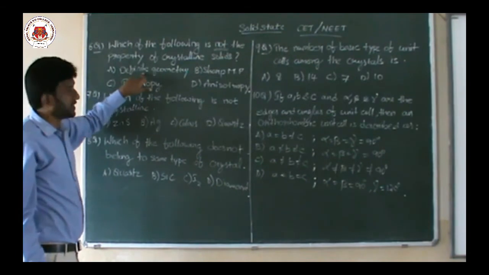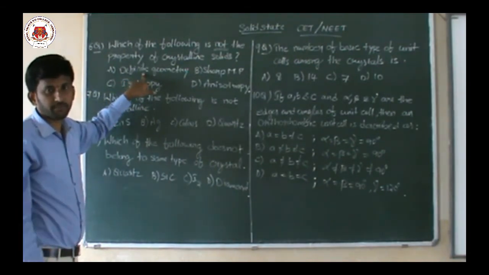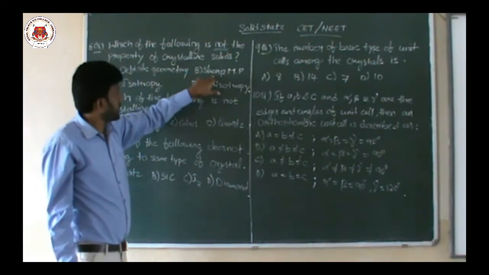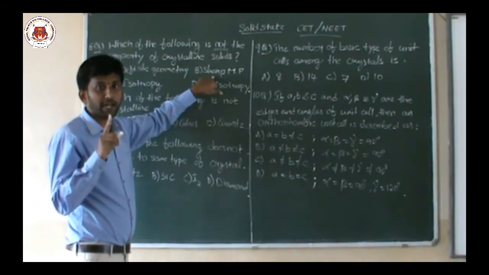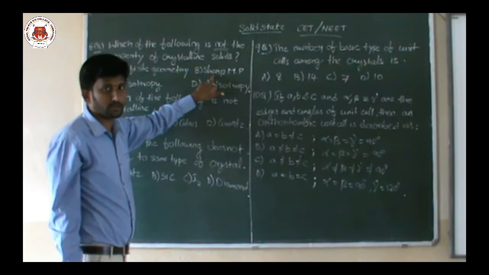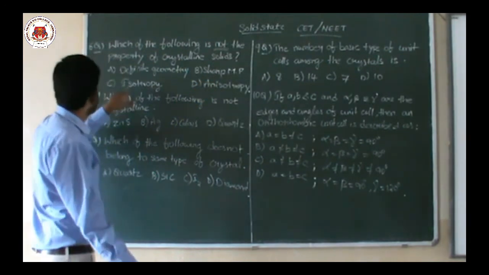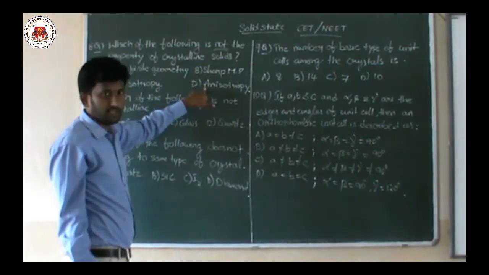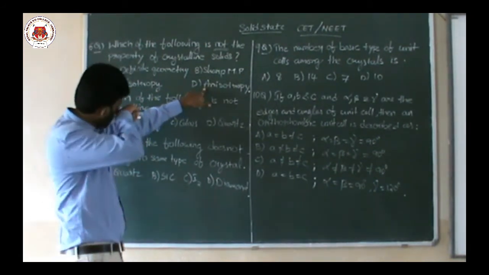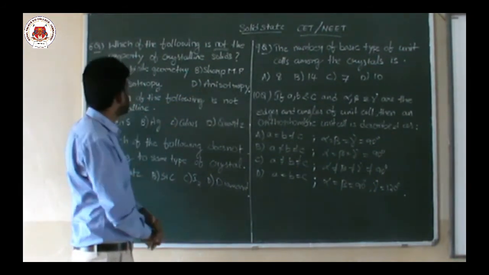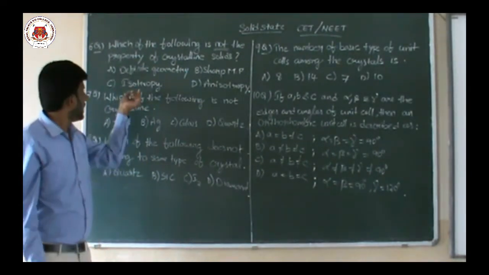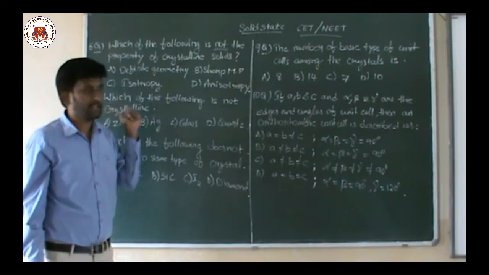Crystalline solids have definite geometry, right? Yes, that is correct. Crystalline solids have a sharp melting point. It is also correct. And now option C is isotropy, option D is anisotropy. Now, which one is the correct option, C or D? What is the difference between isotropy and anisotropy?